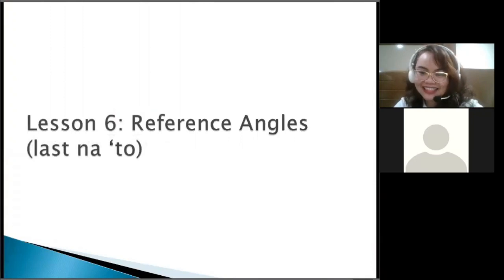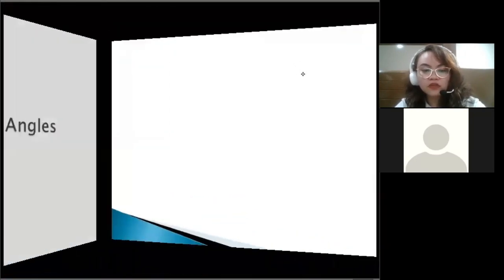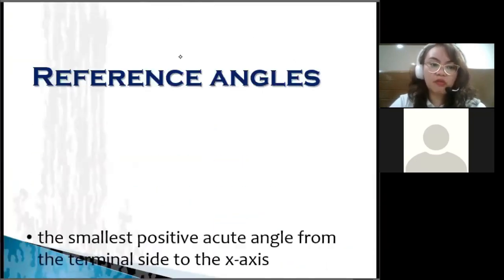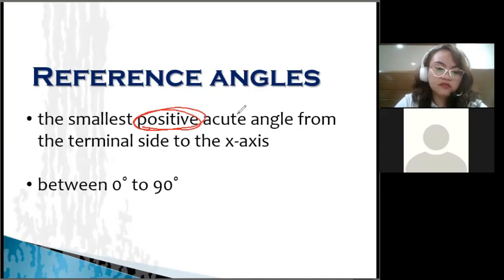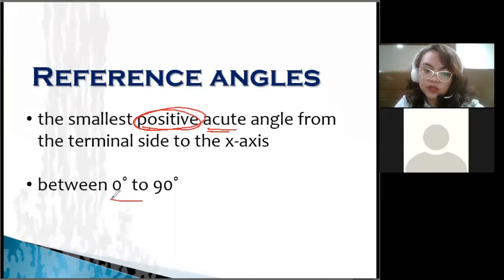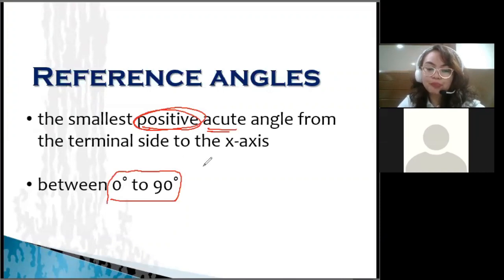Last lesson, number 6: reference angles. For reference angles, friends, there are two things you have to remember. First, it is the smallest positive acute angle. Positive, take note, reference angles are always positive, and since it is acute, it is always between 0 and 90 degrees. Again, a reference angle is always positive and always between 0 and 90 degrees. These are the things you have to remember.